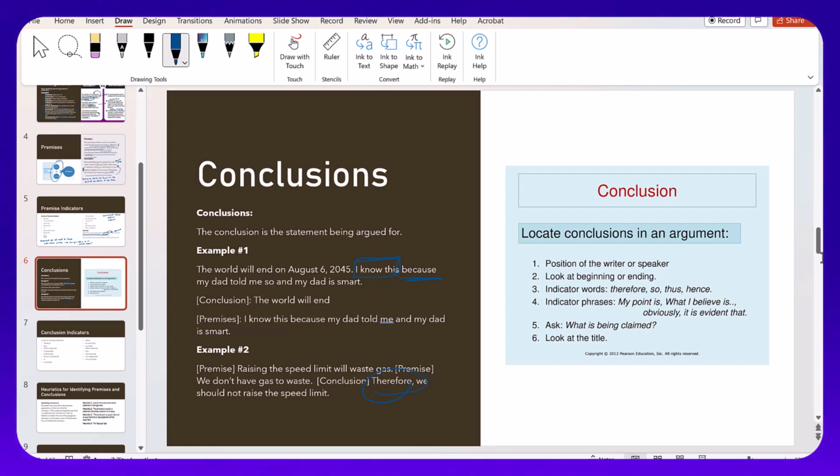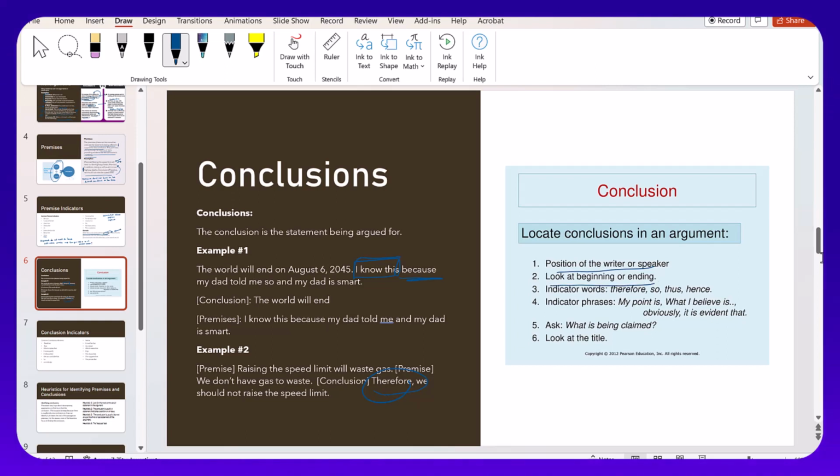So you can see the conclusion. The conclusion is pretty straightforward, right? It's the position of the person speaking or writing. And it's meant to be the conclusion of whatever the argument is: based on these facts or information, this is what the answer is, or this is what you have to then conclude. These are good examples of how to locate the conclusions. It is the position of the writer or speaker.